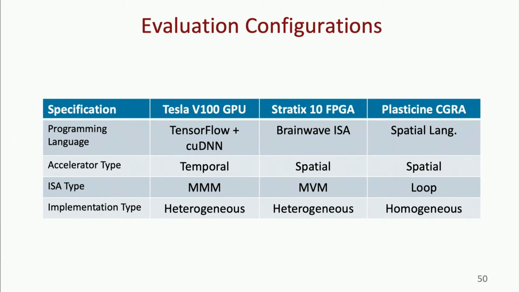To evaluate the strategies that we propose in this work, we choose 3 hardware platforms. The first platform is a Tesla V100 GPU that supports programming by using TensorFlow and cuDNN. The key operation that the GPU chooses to accelerate is the matrix-matrix multiplication, which is a BLAS level 3 subroutine. The GPU is a heterogeneous accelerator. Second, we choose the Brainwave overlay architecture implemented on top of a Stratix 10 FPGA. It is a heterogeneous spatial accelerator that focuses on accelerating the matrix vector multiplication subroutine, which is at BLAS level 2. Lastly, we choose a homogeneous accelerator called Plasticine, which is also a coarse-grained reconfigurable architecture. It supports acceleration at loop construct level.